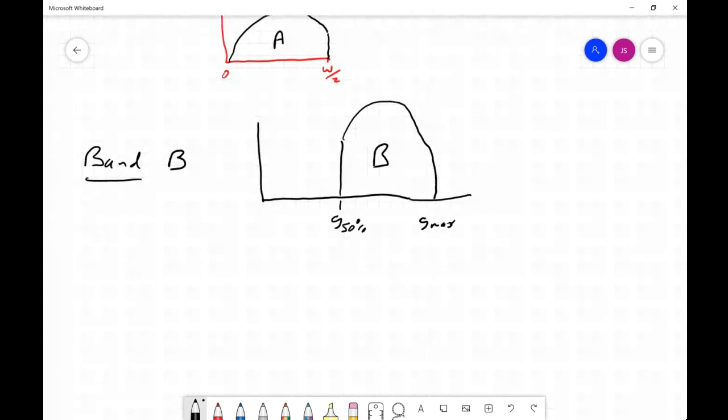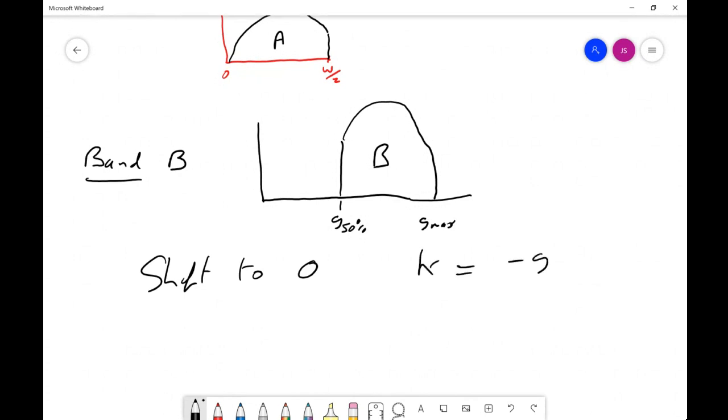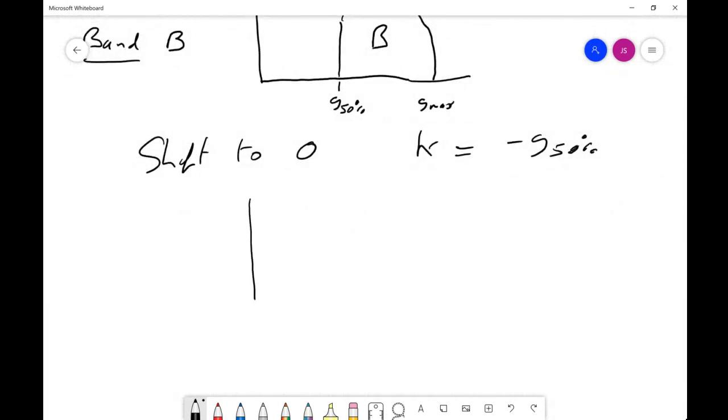So the first thing to do is shift to 0. And that is going to be a K equals minus 50%. And we're now going to get a histogram starting at 0, which is the start of the B band, and it is going to go down to that value. It now becomes G max minus G 50%.